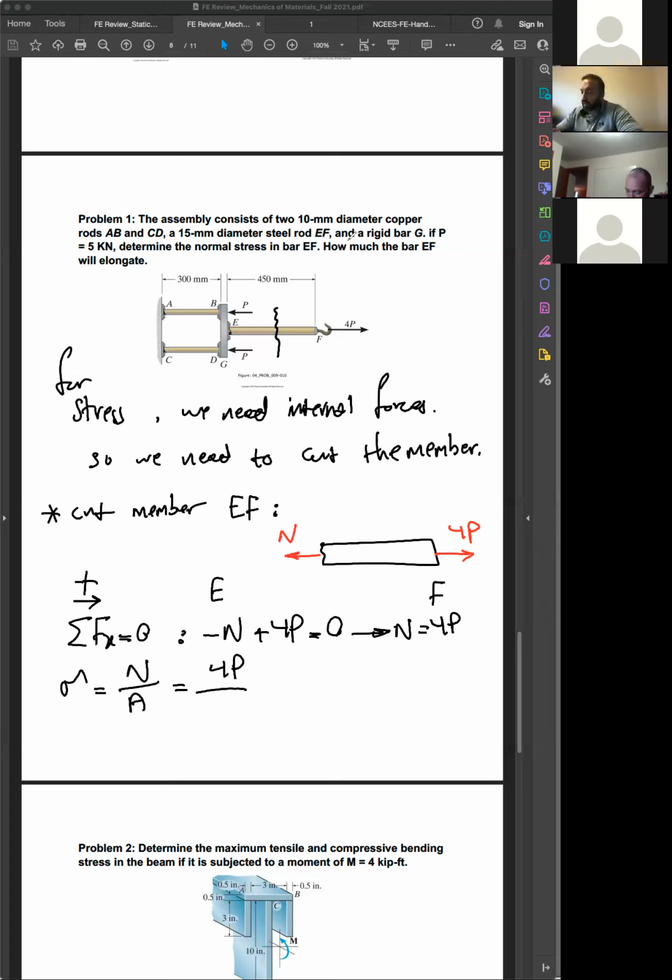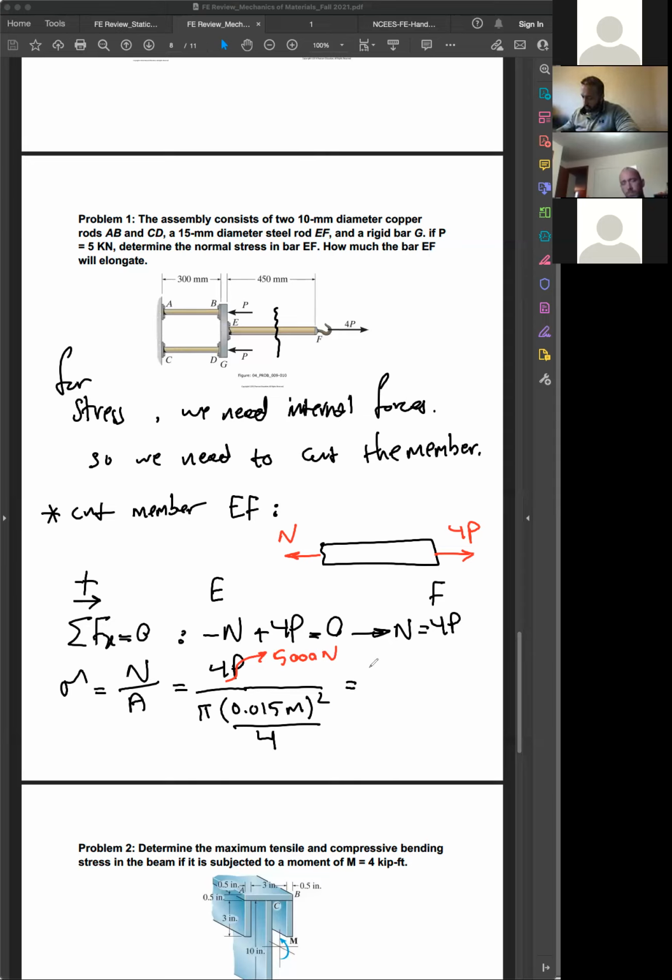The problem says the assembly consists of two 10 mm copper rods for AB and CD, and 15 millimeters for EF. So I would say it is 15 mm diameter, right? So we can say pi times 0.015 meter as a diameter squared over 4. Okay, just change it into meters. For P, it told you that the force P is equal to 5 kilonewton. All right. So just for the sake of calculation, let's make this in Newton as well. So we want to say 5,000 Newton.